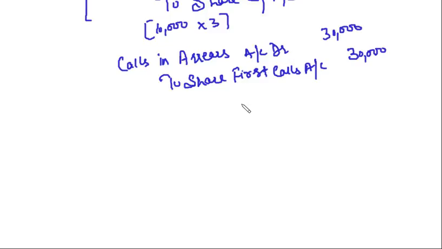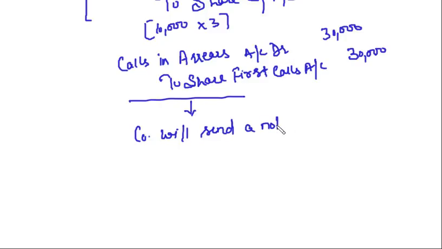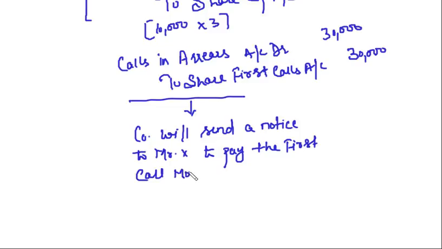Now what happens is, after this, what will happen? Company will send a notice to Mr. X to pay the first call money within 14 days, right? After the company has posted this entry of calls in arrears.